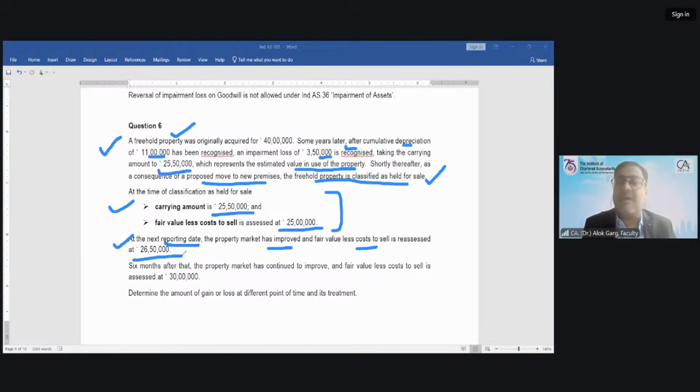Okay. What is the accounting entry? Accounting entry is non-current asset held for sale account debit 1.5 lakh to impairment loss reversal. Right? 1.5 lakh, it will go to P&L.